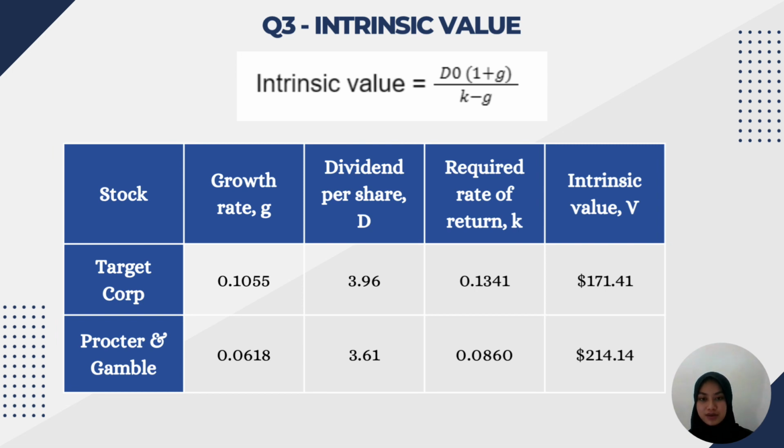As for Procter & Gamble, the growth rate is 0.0618. The dividend per share is 3.61%. The required rate of return is 0.0860, and the intrinsic value we got is $214.14.